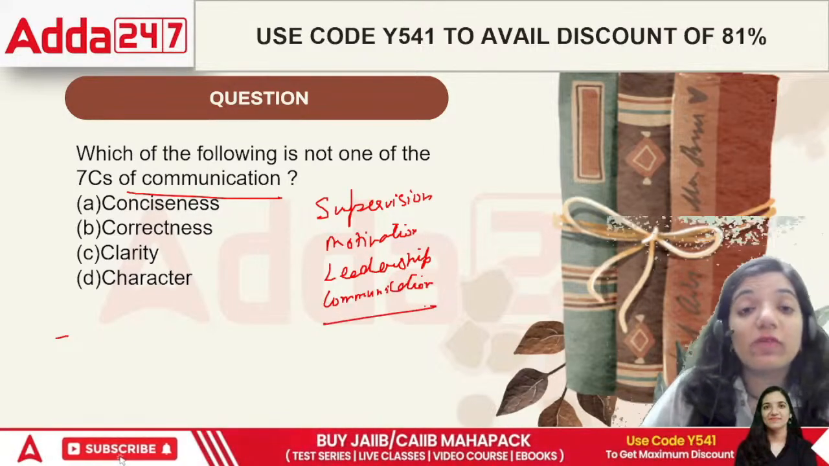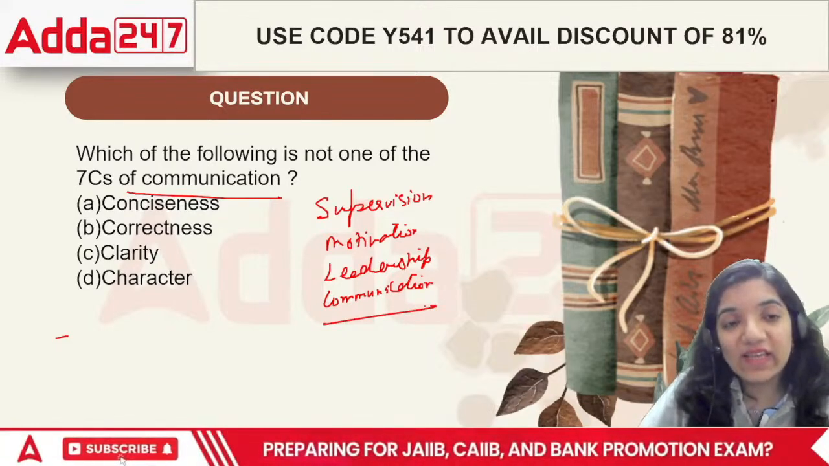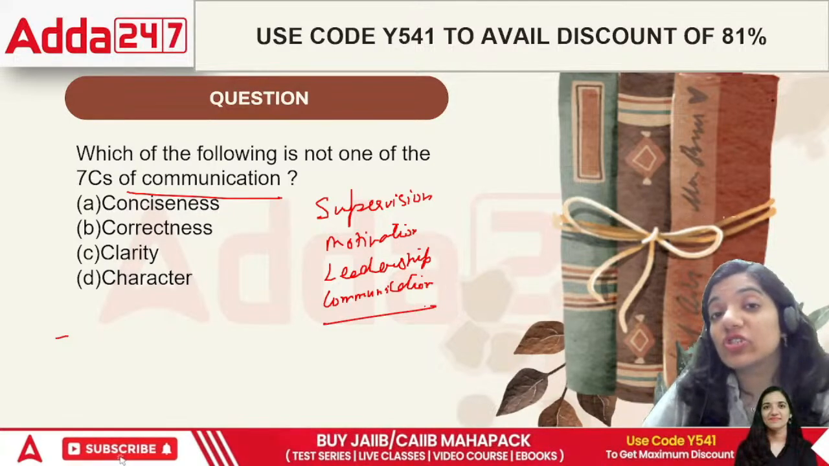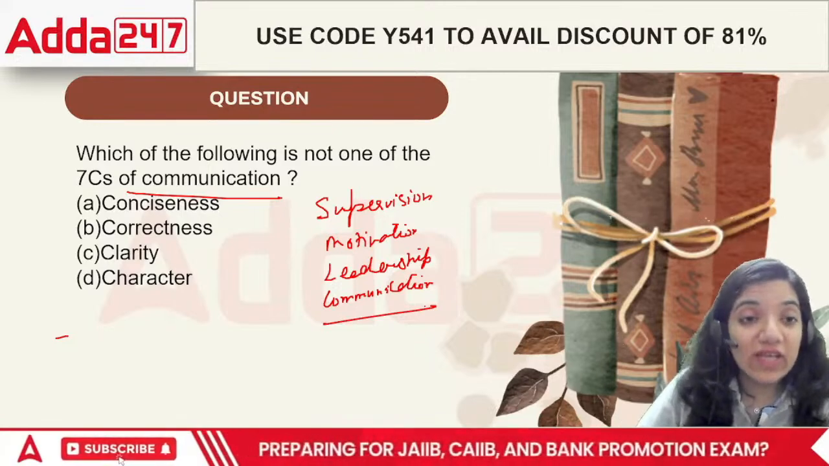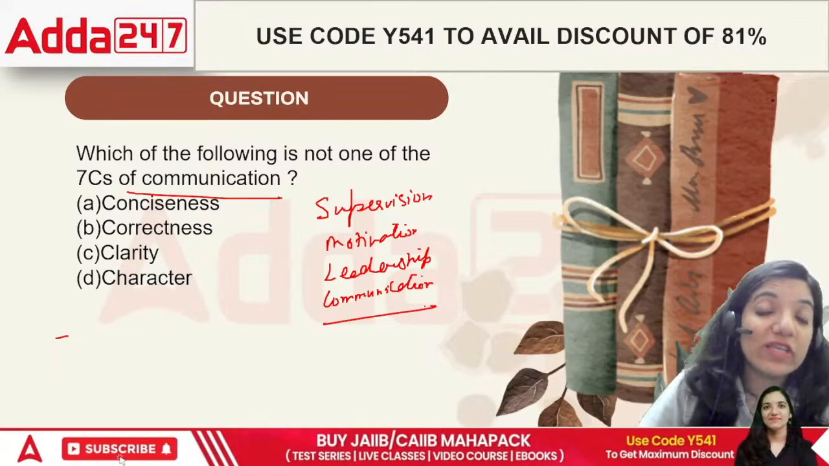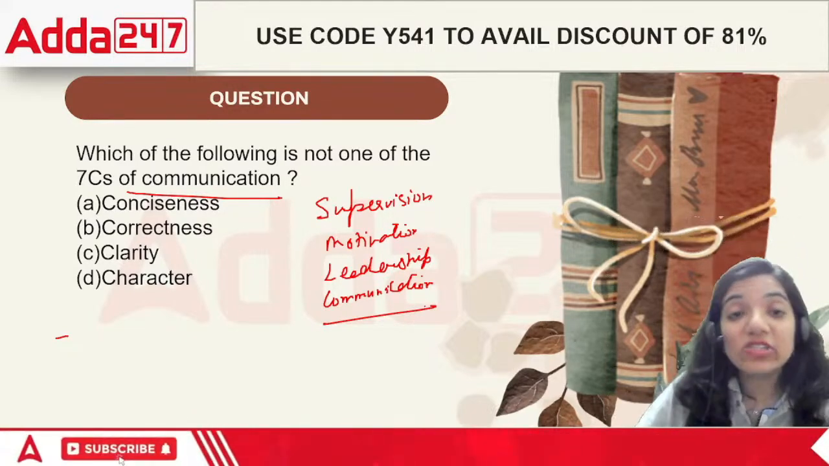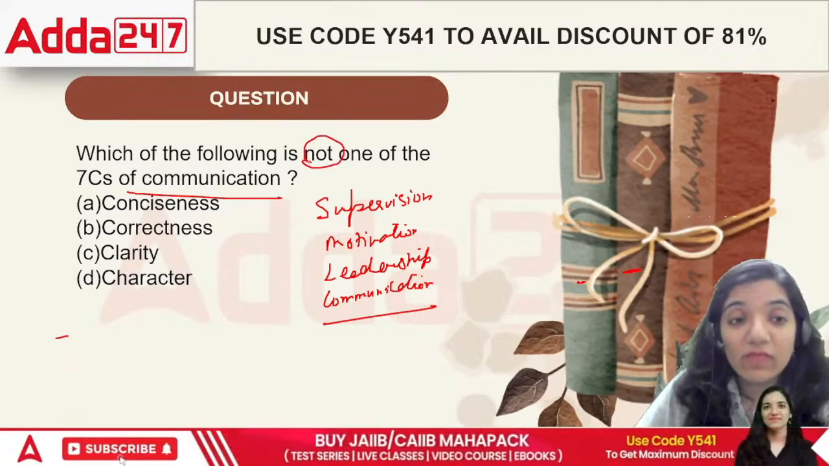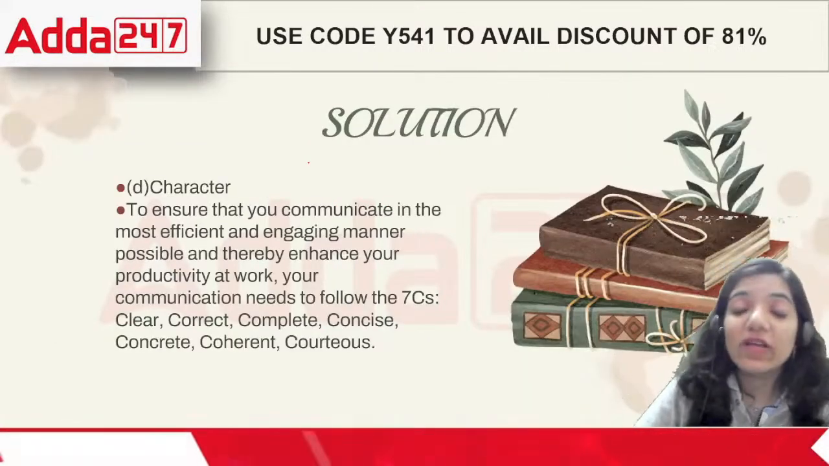Now, which of the following is not one of the seven C's? Conciseness, correctness, clarity, or character. Communication is the process of sharing your information with others. So there it is to be concise or crisp, to be correct about what you're telling, to have clarity in it, and then there is character. Which of the following is not one of the seven C's? The one is character. Character is not required in terms of communication.